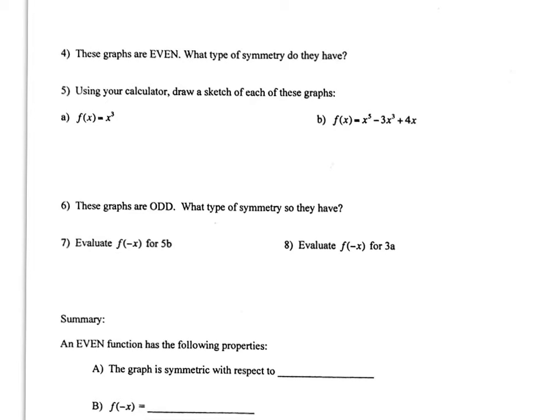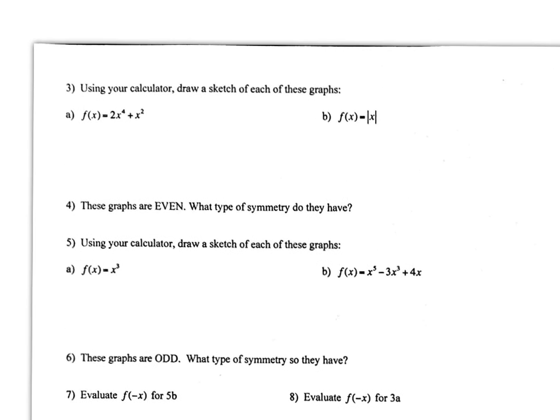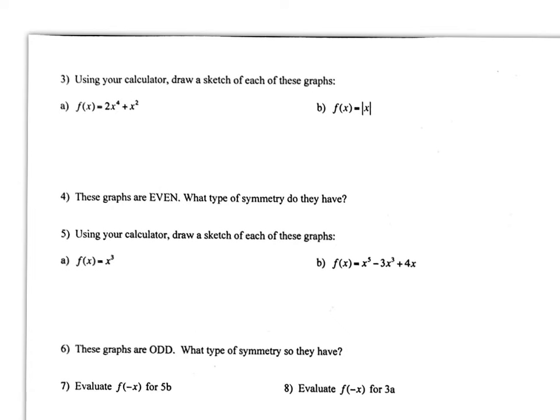So it says these are even graphs. What type of symmetry do they have? So if we put these, lost number 3, sorry. These are odd graphs, there we go. It says using your calculator, put these in the calculator. If you don't have a calculator handy, this one is kind of narrow, has a vertex at 0, 0, looks like this. This, of course, you better know, absolute value, parent function.